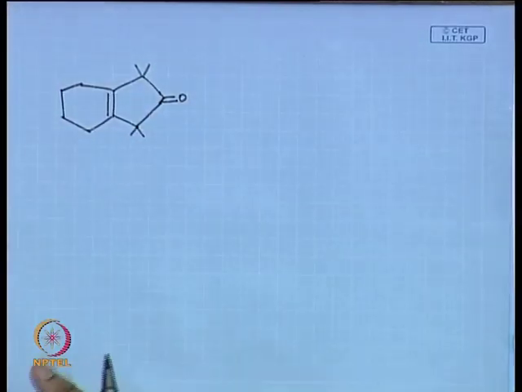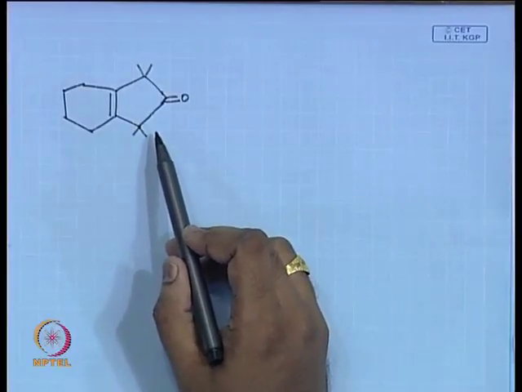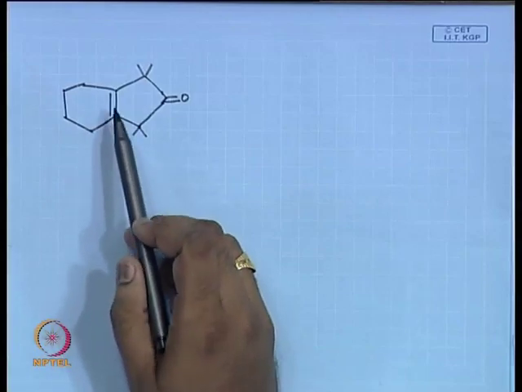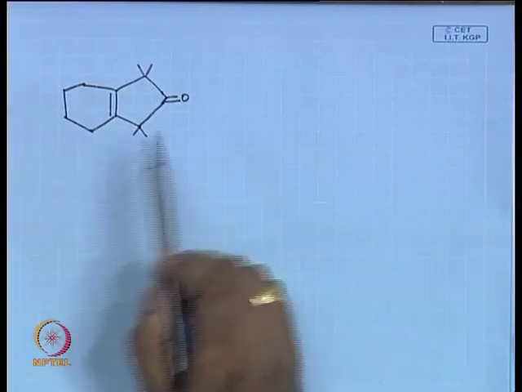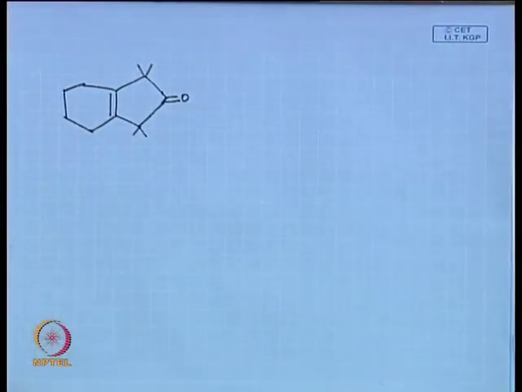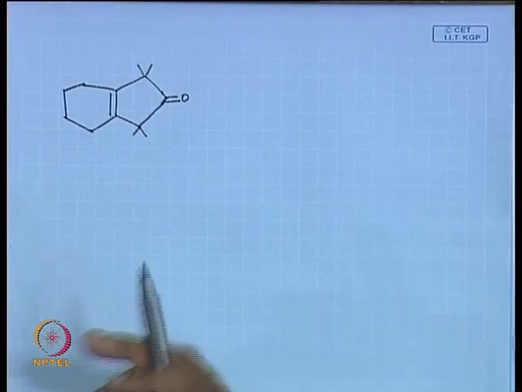Now we have seen a butanone system with a double bond in the beta gamma position. This is a cyclopentenone system, with a double bond in the beta gamma. Now we will see how this whole chemistry changes, whether the formation of radicals, how they behave. So that is how it becomes more interesting once you get into understanding radical chemistries.